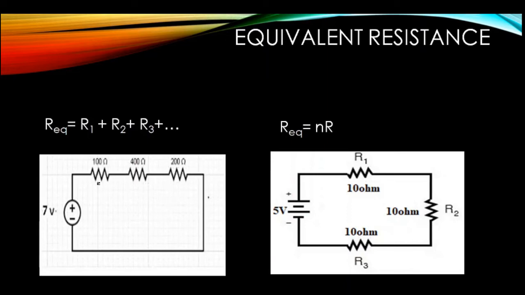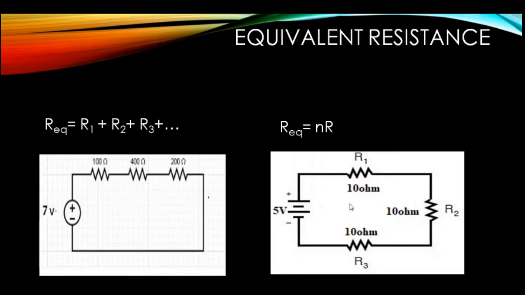In the first example here, I have three resistances, 100 ohm, 400 ohm and 200 ohm. All three resistances are connected in series. Only one terminal of each resistance is interconnected with the other resistance. So I am going to use this particular formula, 100 plus 400 plus 200. So my equivalent resistance for this circuit is 700 ohm.